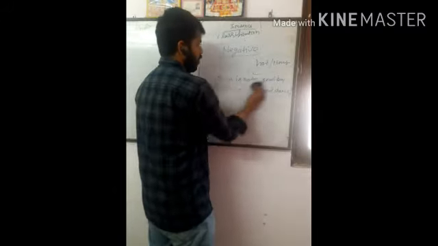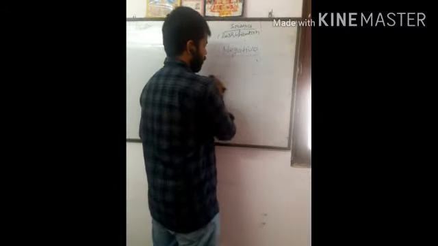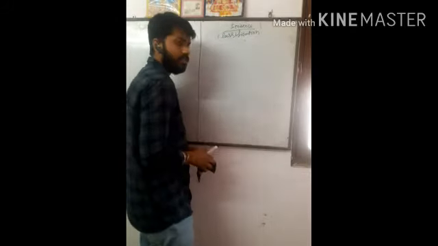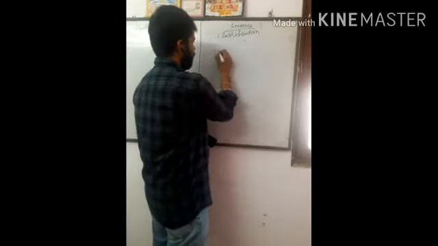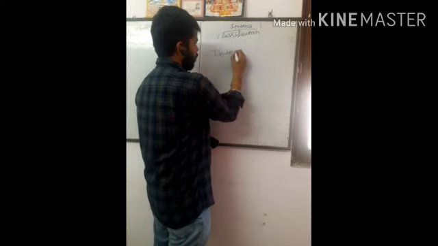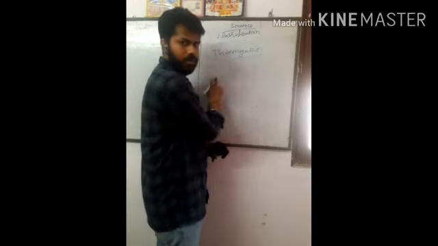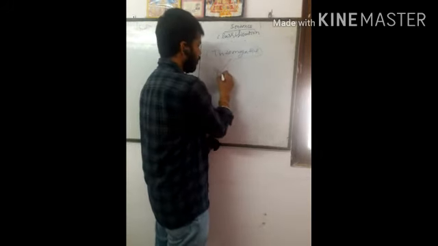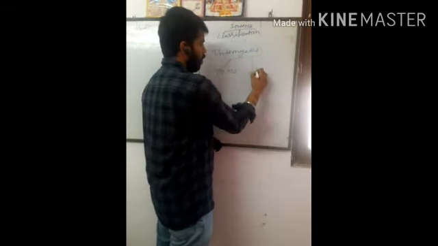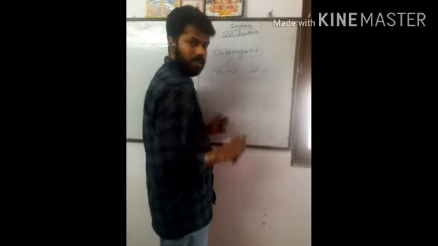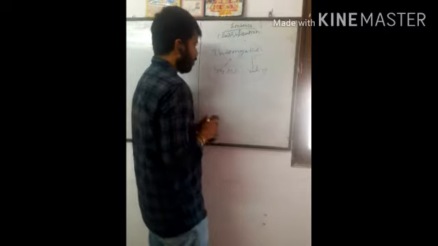Okay. Now next is again interrogative sentences. I will teach you. There are two kinds, yes-no and WH. We have already studied this earlier, okay?